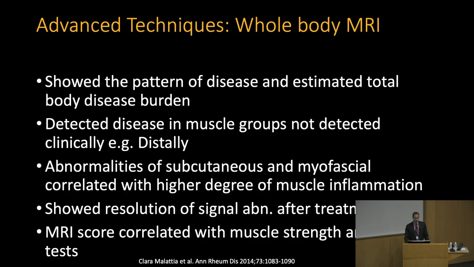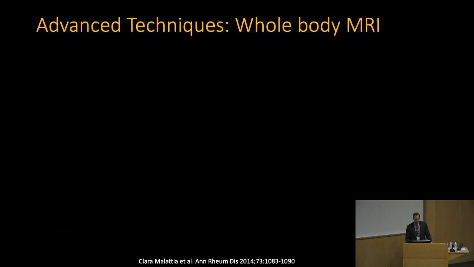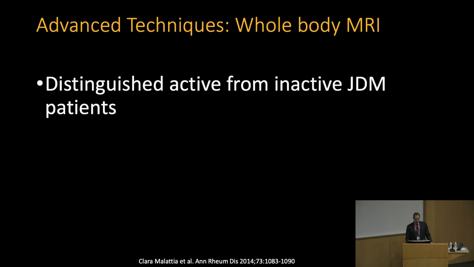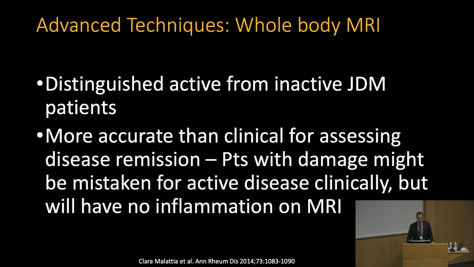And the MRI score correlated with muscle strength and other tests. So importantly, it was able to distinguish active from inactive JDM patients, and it was more accurate than clinical assessment for assessing disease remission. So I thought this was an interesting point, that patients with muscle damage might be mistaken for having active disease clinically because the muscle has just been chronically damaged. However, the MRI will show there's actually no edema signal.